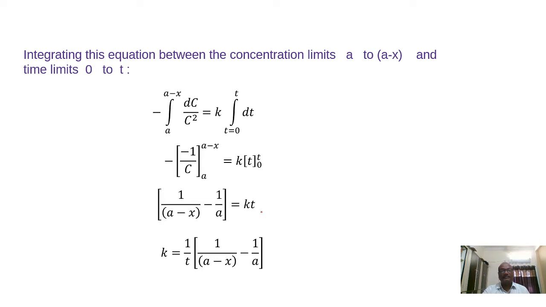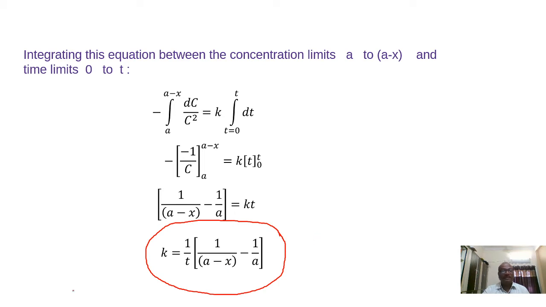So we are writing the equation for k. K is the rate constant of the second order reaction. K is equal to 1 by t into 1 by a minus x minus 1 by a, where t is the time of reaction, k is the second order rate constant, a is the initial concentration of reactant when time is equal to 0, and x is the amount of reactant consumed in the reaction in the time t.